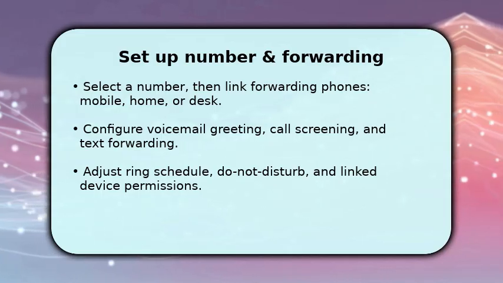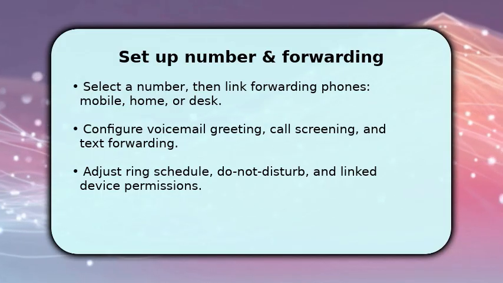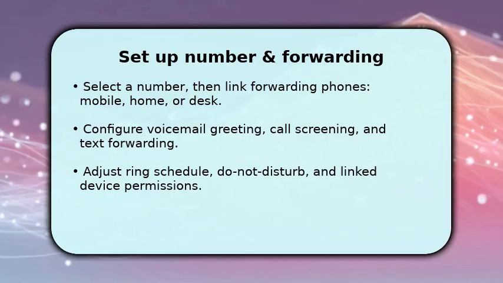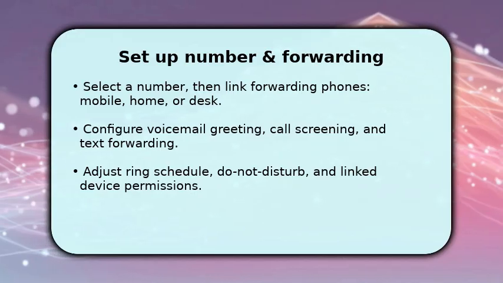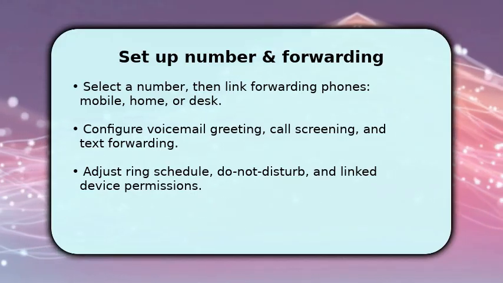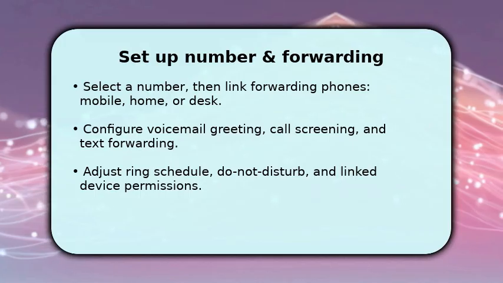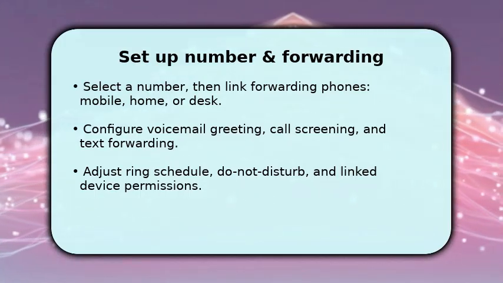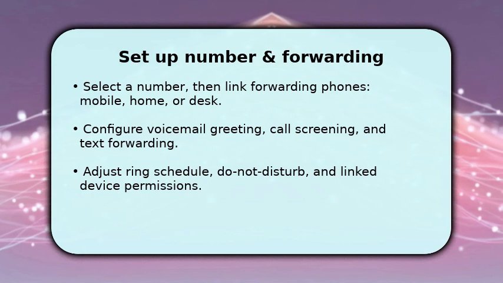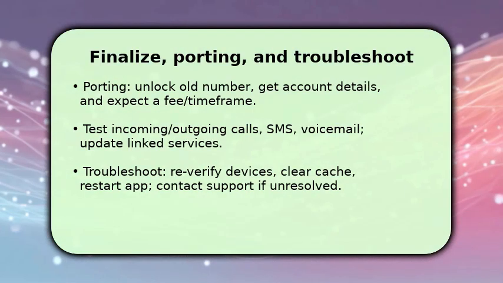Next, set voicemail greeting and enable call screening to filter robocalls. You can also turn on text forwarding and assign devices permissions for sending/receiving. Once these are configured, test by calling your new number from another line and confirm rings and voicemail behavior match your preferences.